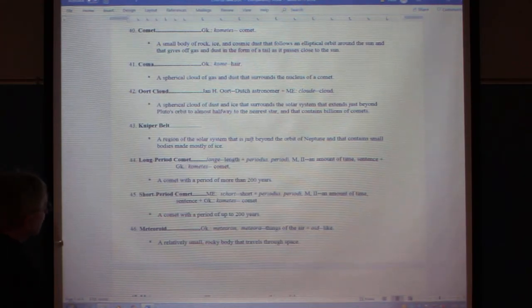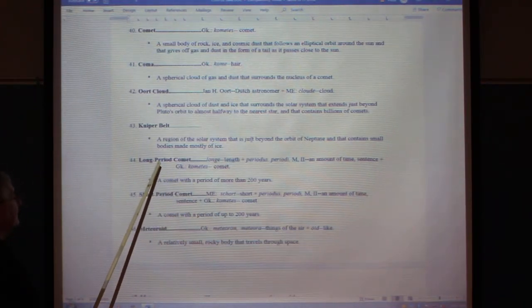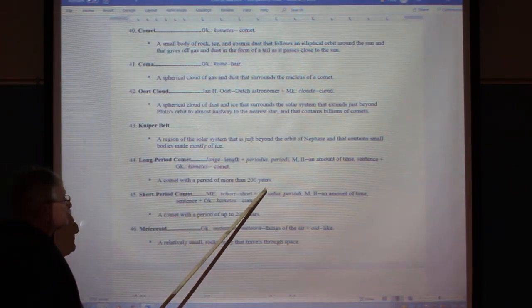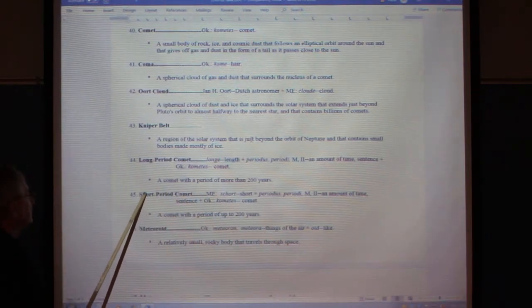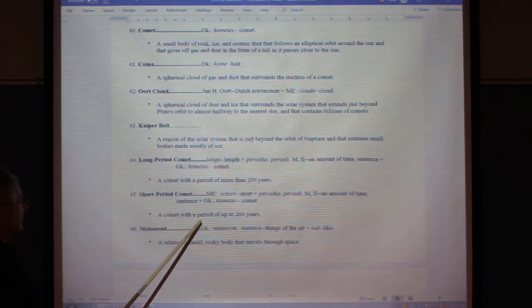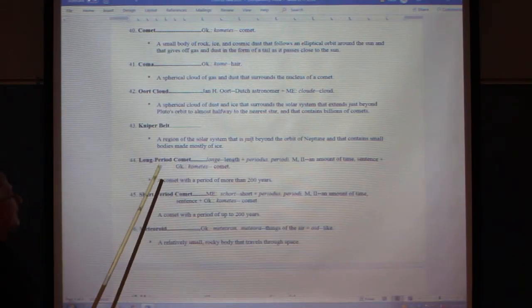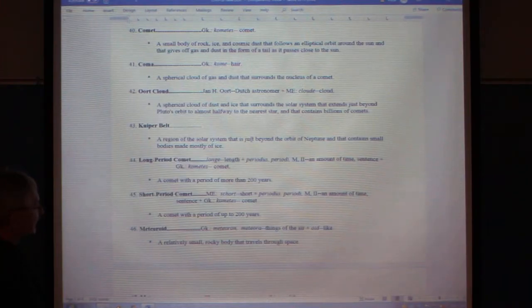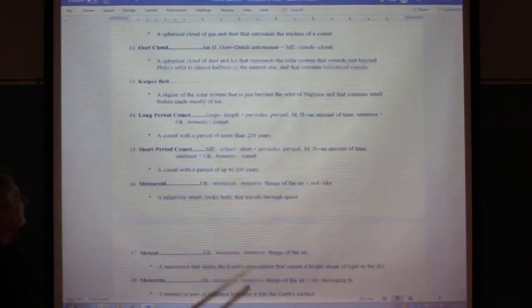Now, you have long period comets and short period comets. What's the difference? According to your book's definition, a long period comet is a comet with a period of more than 200 years. And the short period one is a comet with a period up to 200 years. I forgot what our comet is that comes in how many years, I can't remember. But they just divide these up just arbitrarily. Okay. Now the next words, 46, 47, and 48.